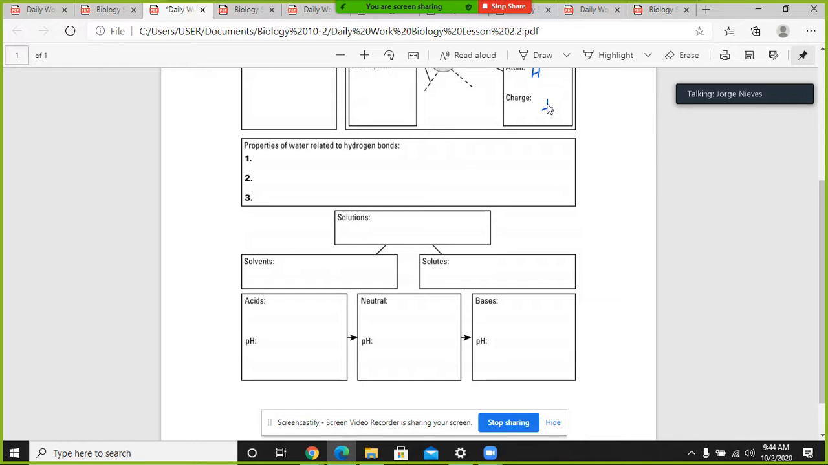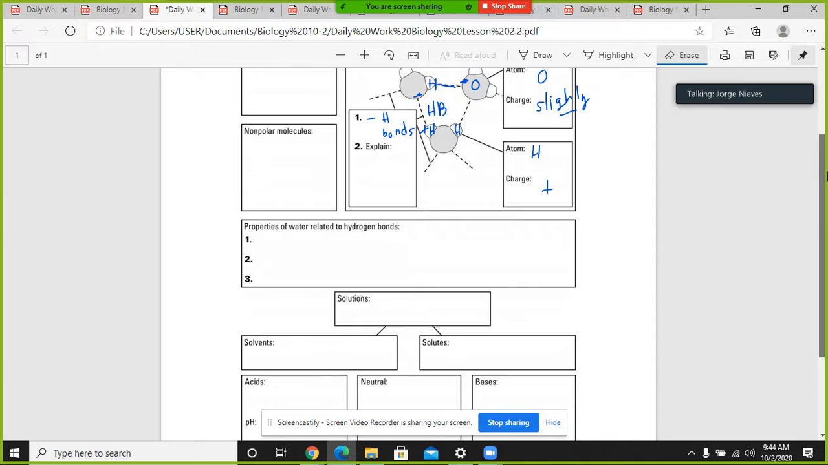Estamos casi terminando esta lección. So the last thing that we saw in this part was what is a solution. Can someone tell me what is a solution? What is a solution? Dime, Adriana. Exacto. It's a homogeneous mixture. Es una mezcla homogénea.